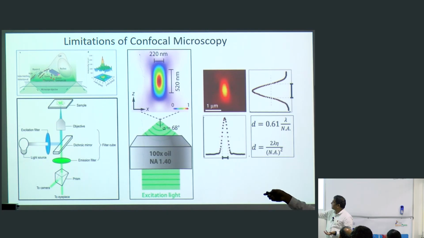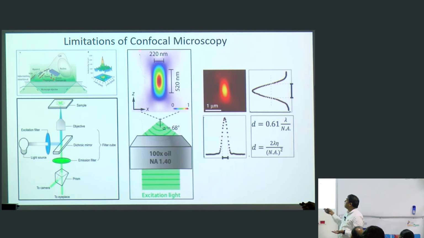So what happens here is, whenever this light is shined onto the sample, because of the diffraction limit, the fundamental laws of light, you end up with a volume of 220 to 250 nanometer in the lateral direction, which is the xy direction, and in the axial direction, in which the light passes through, you have a 500 nanometer spot. What do you mean by this?